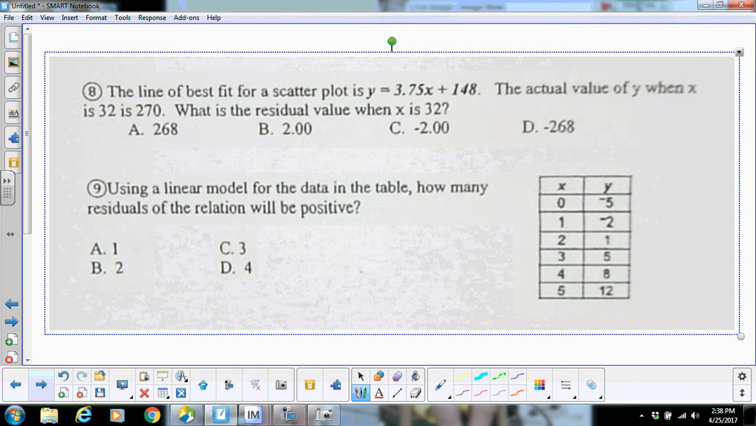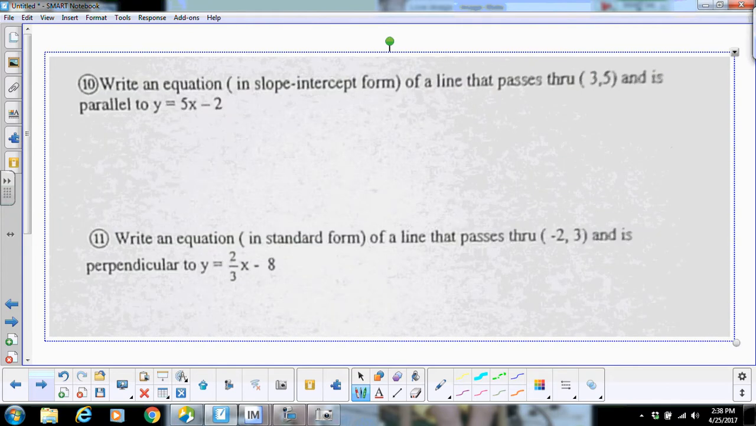All right, we'll go over number 8 in class tomorrow as well, and we will go over number 9 because some of y'all were struggling with those residuals today on your quiz. All right, that takes me to 10 and 11, which are very similar. One is in slope intercept, one is in standard. I'm only going to work one of these out.